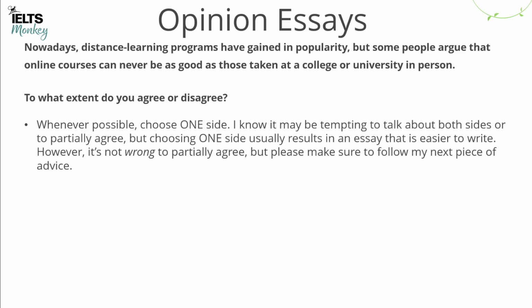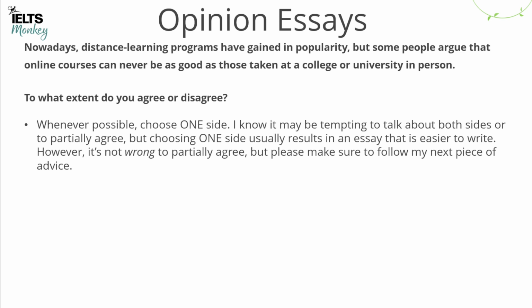Students get into trouble sometimes when they try to talk about both sides because they don't necessarily give a clear opinion. They kind of do this thing where they say, I both agree and disagree equally. And we really can't do that, right? We really have to give a clear opinion one way or the other, whether we agree or disagree. Now, I'm not saying you cannot partially agree. I'm not saying that at all.